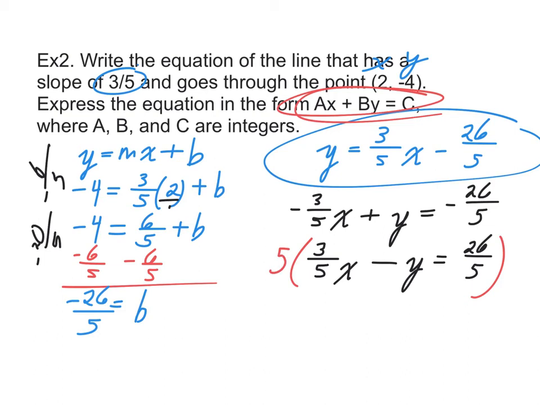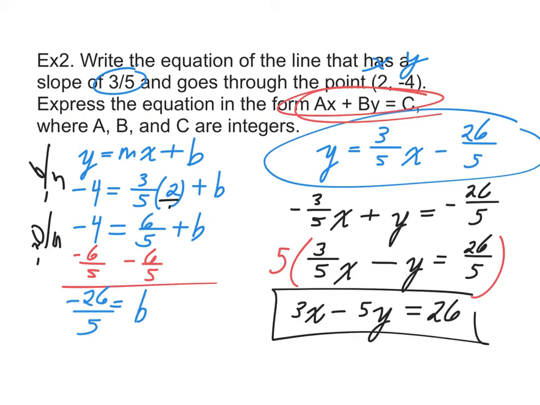For the first part, 5 times 3/5 is 3x. 5 times y is 5y. And 5 times 26/5 is just 26. There it is. These two equations are exactly the same, just one is in slope-intercept form and one is in standard form.